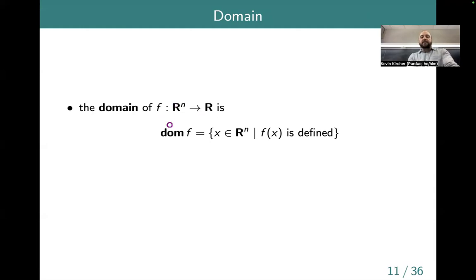So then with this notation, we define the domain of f as just the set of all inputs to the function for which the function is well defined. So for a function from R to R, the logarithm, for example, we might say the log is only well defined for positive numbers. And so the domain would be the set of all x that are strictly positive, strictly greater than 0.